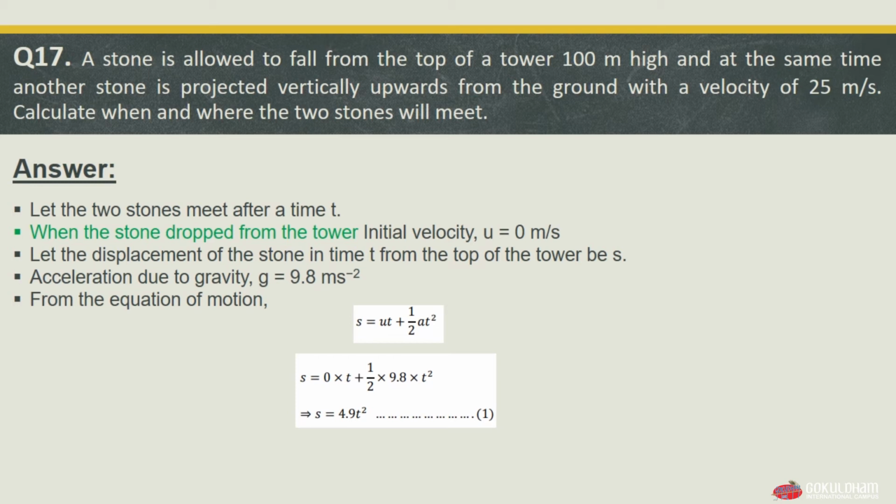We all know that. Now from the equation of motion, s is equal to u into t plus 1 by 2 a t square, we'll get s is equal to 0, which is our initial velocity, multiplied by t, which we don't know. We have assumed that the two stones meet at t. So 0 multiplied by t plus 1 by 2 multiplied by g, which is our acceleration due to gravity, 9.8, multiplied by t square, and hence we'll get the value of displacement of the stone in time t, s is equal to 4.9 t square, which will be our equation 1.